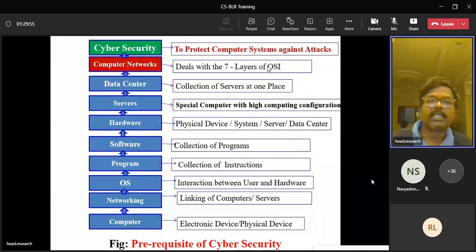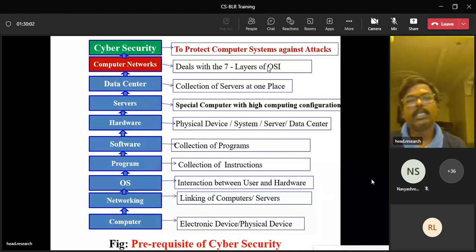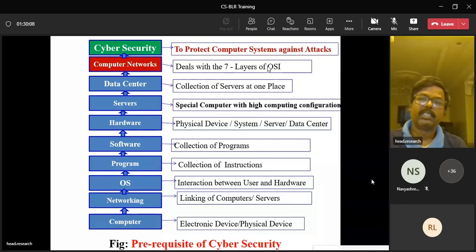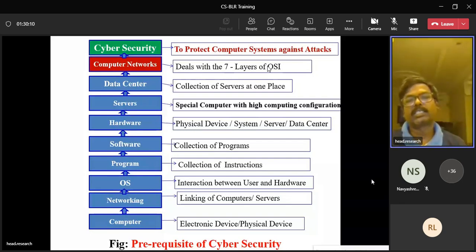So a server is a special computer with a high computing configuration. Then a data center is a collection of servers at one place. A collection of high computing servers at one place is called a data center.